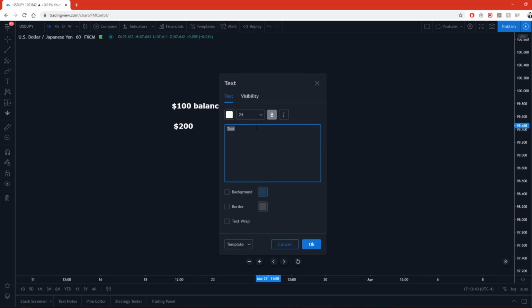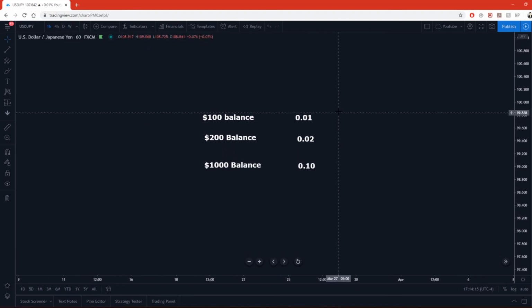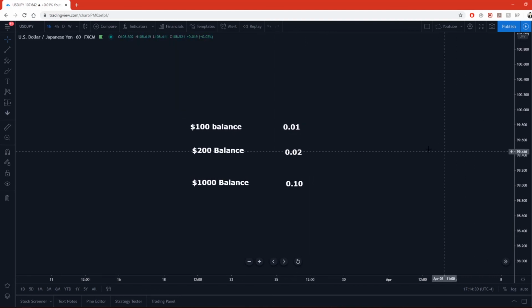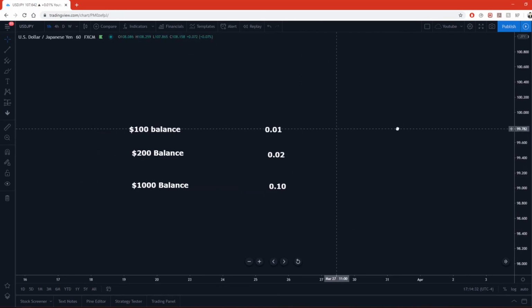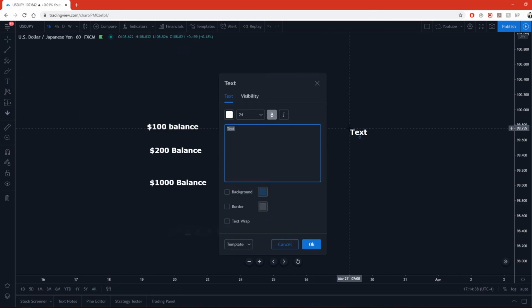So $1,000 is 0.1. So I'm just gonna draw all these out so you guys can see them. So here we go. And basically what I want to show here is for your lot size, for every $100 balance, every $100 you have in your balance, you would be putting a 0.01. So at $1,000, you'd be 0.1. Now, what does 0.01 mean? So for 0.01, it is actually measured to how much profit it is for every pip. So for every pip, it moves.